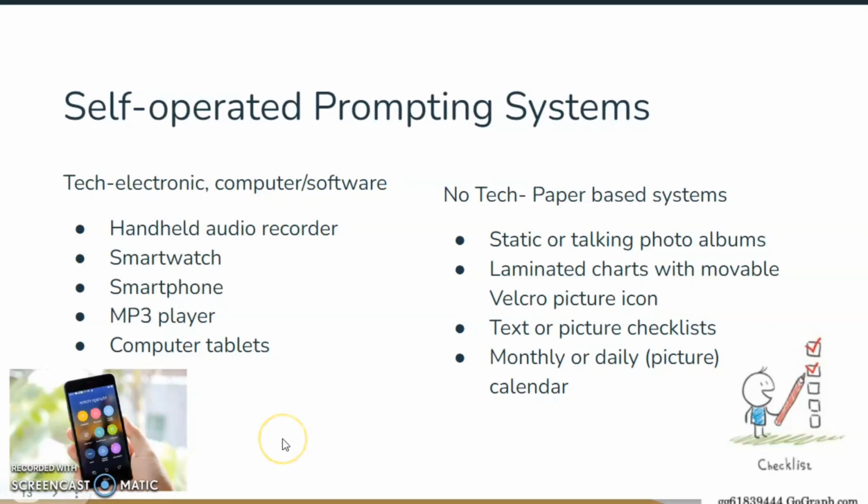Some examples are a handheld audio recorder, so they can listen to see what is next. A smartwatch to see what time it is, or to see different tasks on their smartwatch. A smartphone can give them different apps to use. Some of the apps we'll talk about on the next slide. And computer tablets with the same thing, with the different apps on them. The no technology systems are paper-based, and they can be static or talking photo albums, laminated charts with movable Velcro pictures, so they can change the order of things, text or picture lists, or a monthly or daily picture calendar.